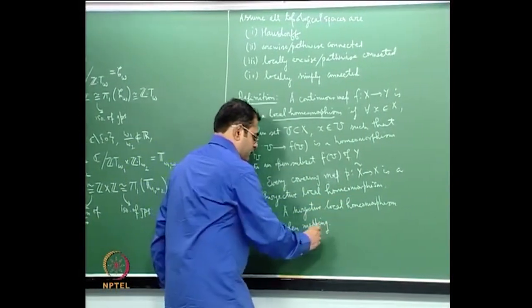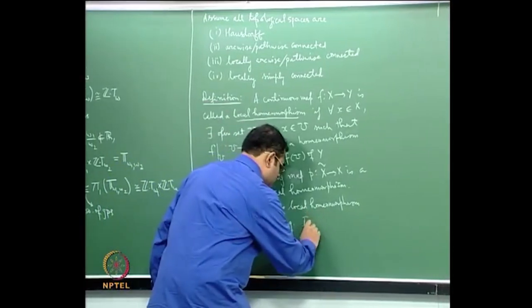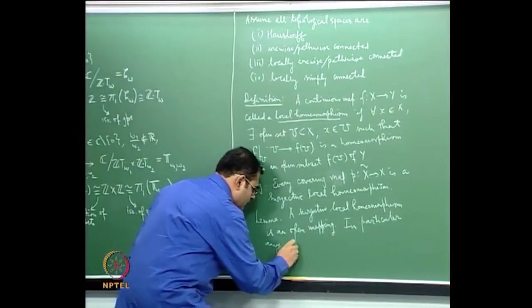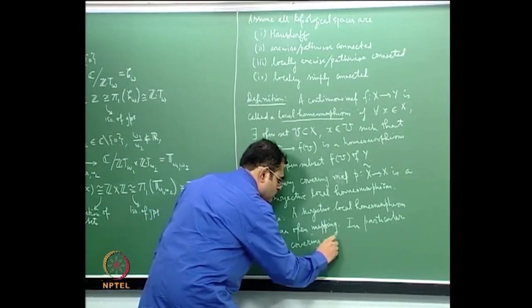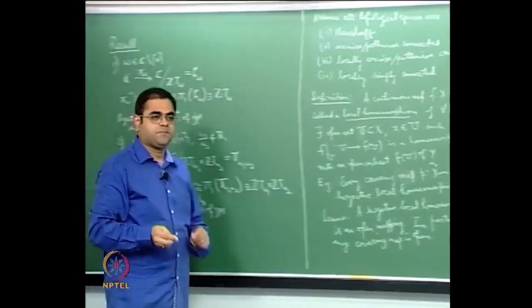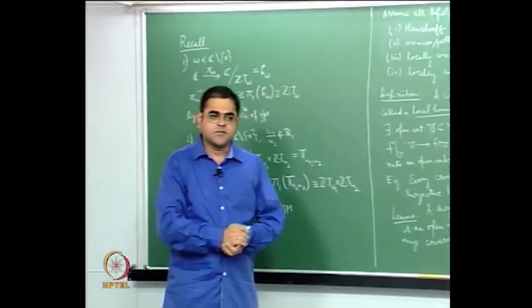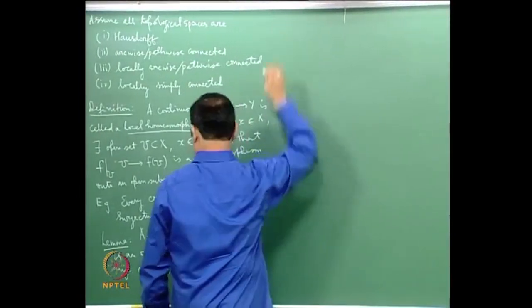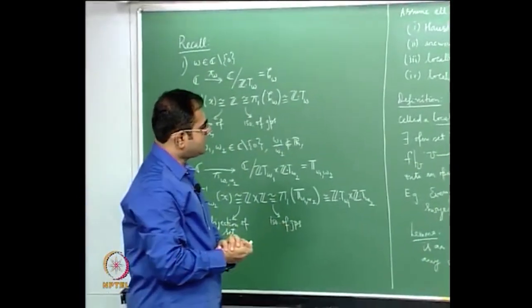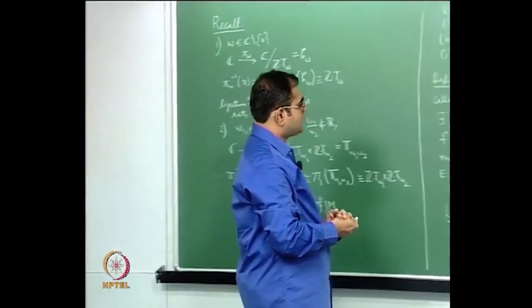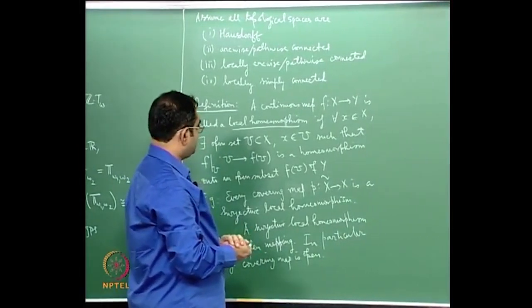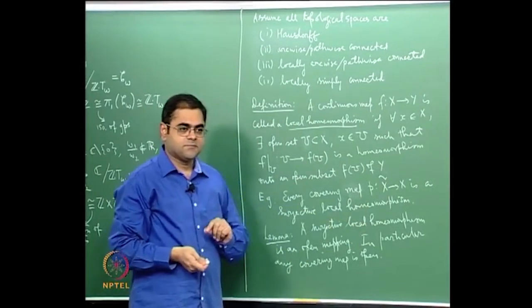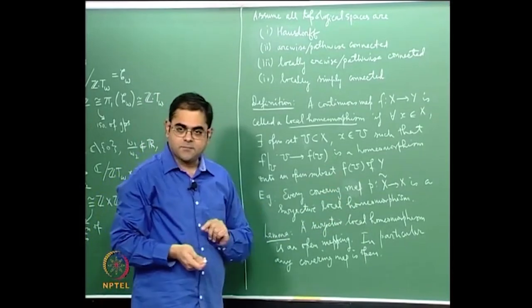So in particular, any covering map is open. This is a very simple exercise in topology. You can check it. Now, having said this, the next thing that I would like to talk about is the converse condition. So suppose I know that I have a surjective local homeomorphism, which is of course true for a covering map.